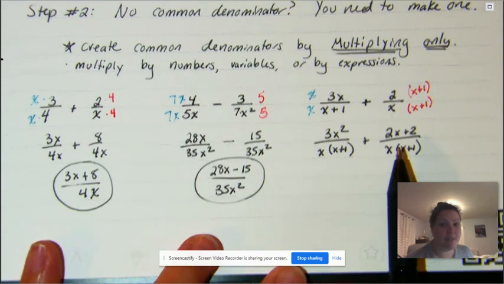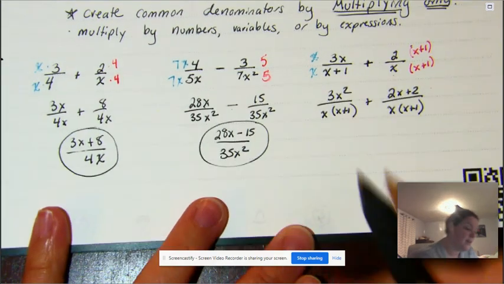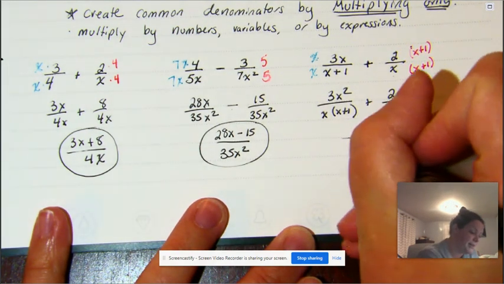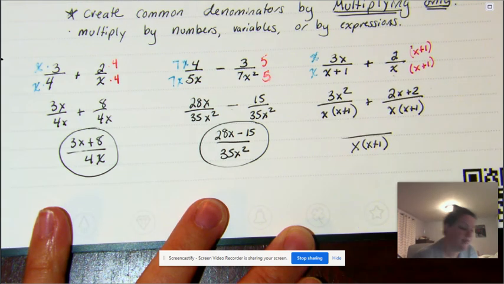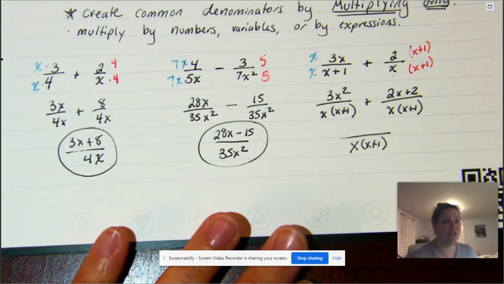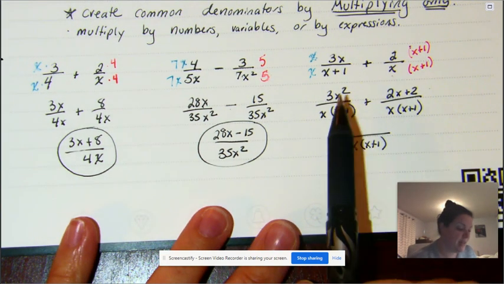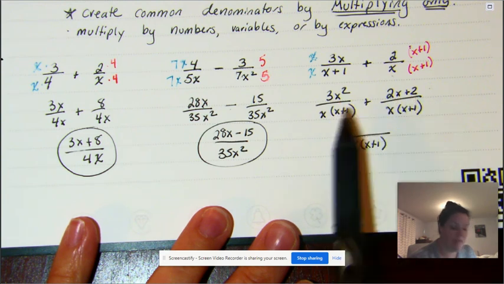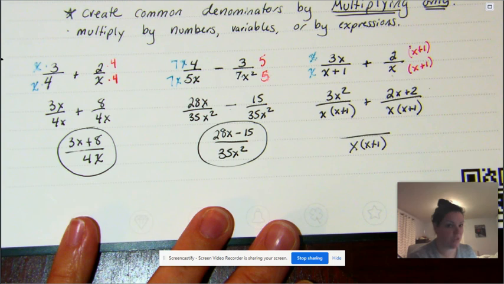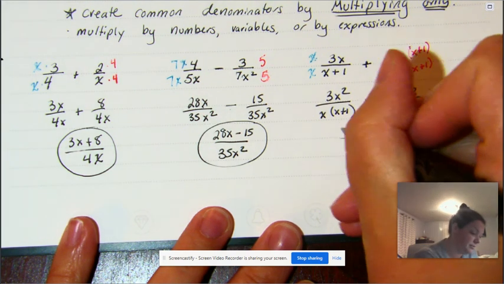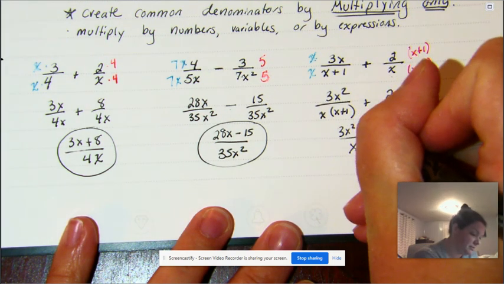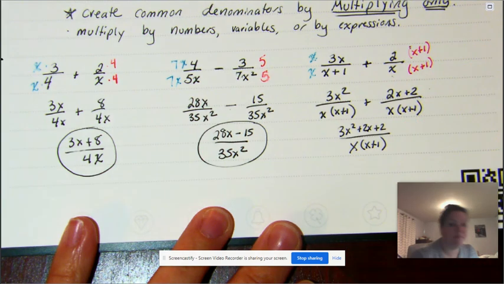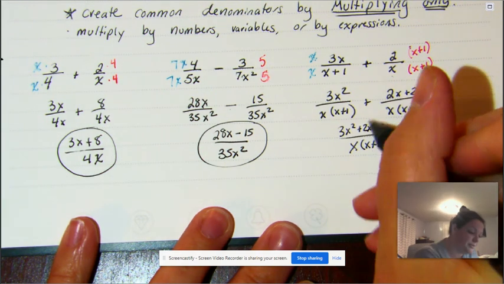Last thing I'm going to do is combine the two fractions together. My common denominator is x times x plus 1. And I'm going to look for any like terms in the numerator. I've got a 3x squared added with a 2x and a 2. None of those are like terms, so we're just going to write them all out. And there's your fraction.